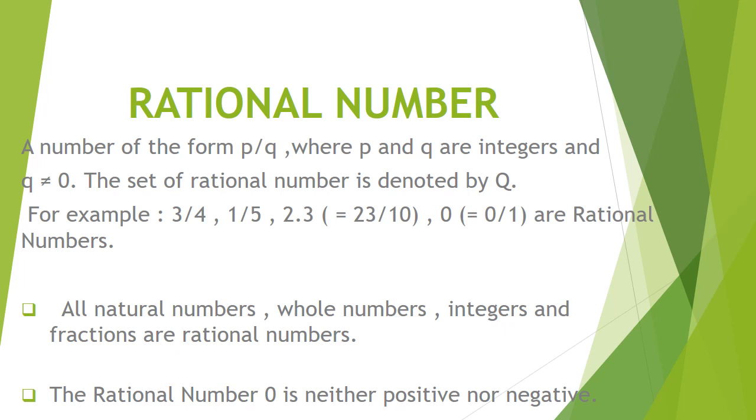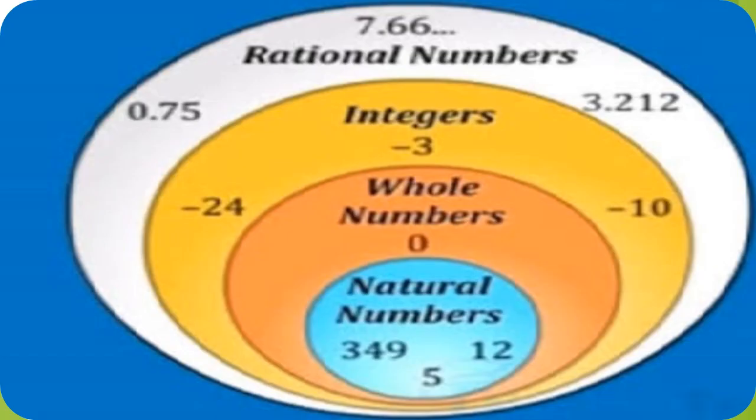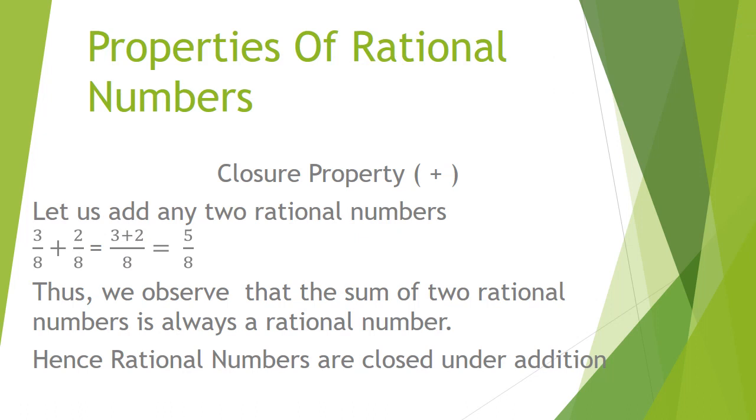Next, all natural numbers, whole numbers, integers and fractions are rational numbers, and the rational number 0 is neither positive nor negative. Observe this figure. First, natural numbers 3, 4, 9, 12, 5; whole numbers 0, 1, 2; integers minus 3, minus 10, minus 24; and the rational numbers, that is the set of all natural numbers, whole numbers and integers, all are rational numbers.